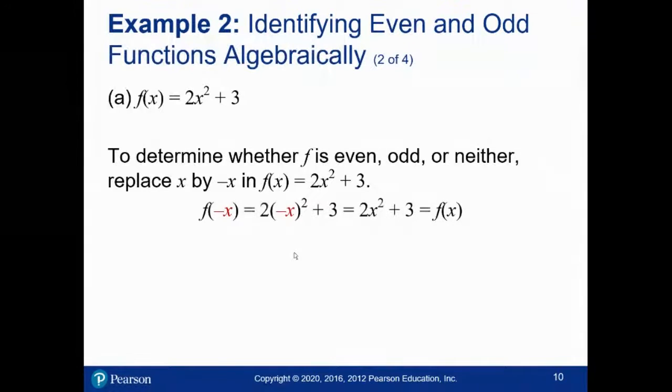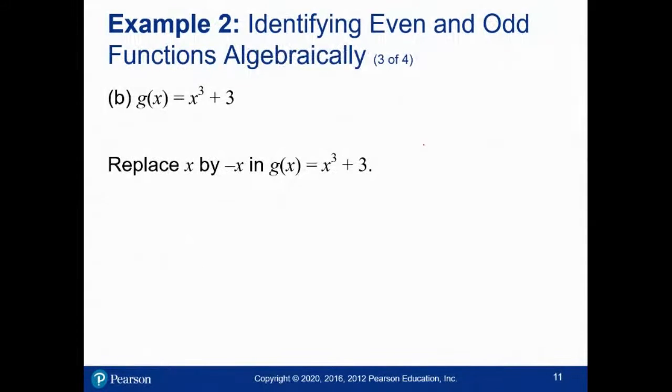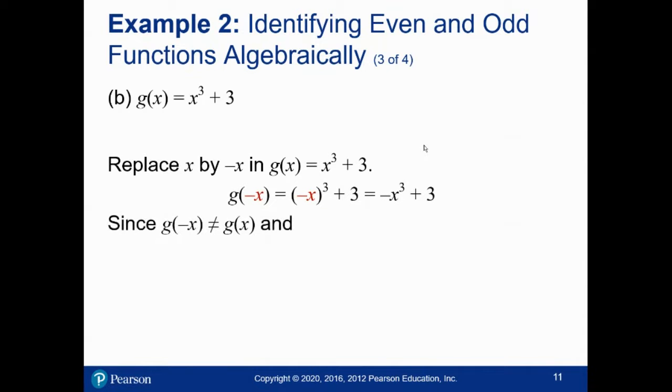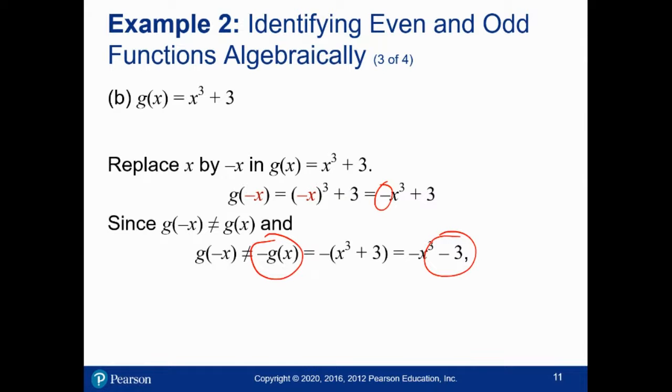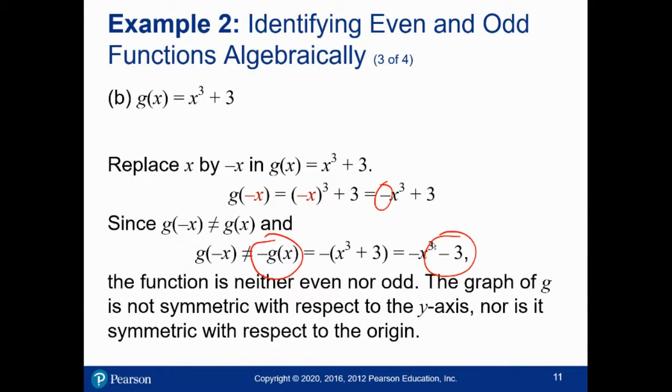Okay, 2x squared plus 3 is even. If you plug in negative x, once you square it, it doesn't matter. So f of minus x is the same thing as f of x. It is not the same thing as minus f of x, so it was an even function. B, if I replace x with minus x, I get negative x cubed plus 3, but that's not the same thing as g of x, because I have this minus sign here. But it's also not the same thing as minus g of x, because that would give me a minus 3 here, which I didn't get. So this is neither even nor odd.